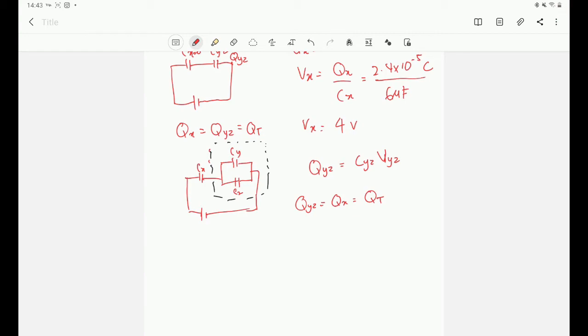So right now QYZ is equals to 2.4 times 10 to the power negative 5 coulomb. Alright.